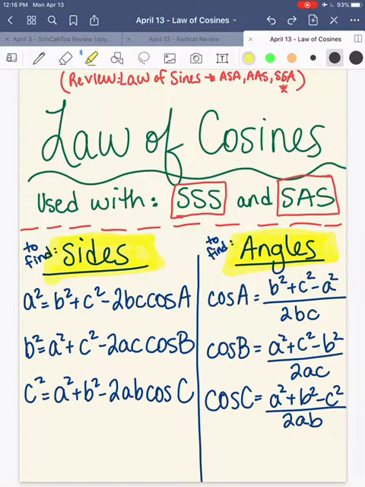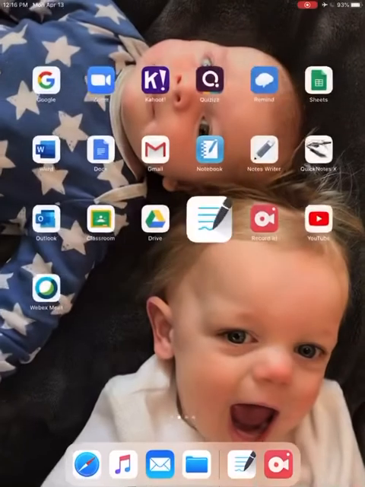You will need a calculator. So get out your own calculator if you don't have it available. And then if you don't have a calculator, remember how we went to Desmos?